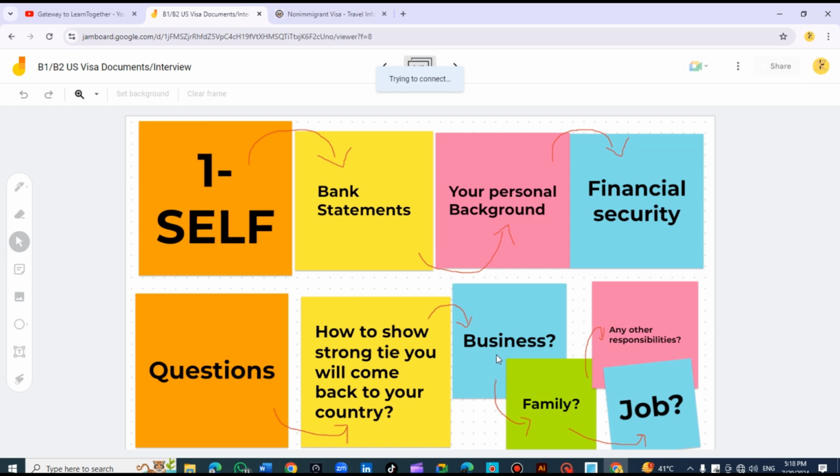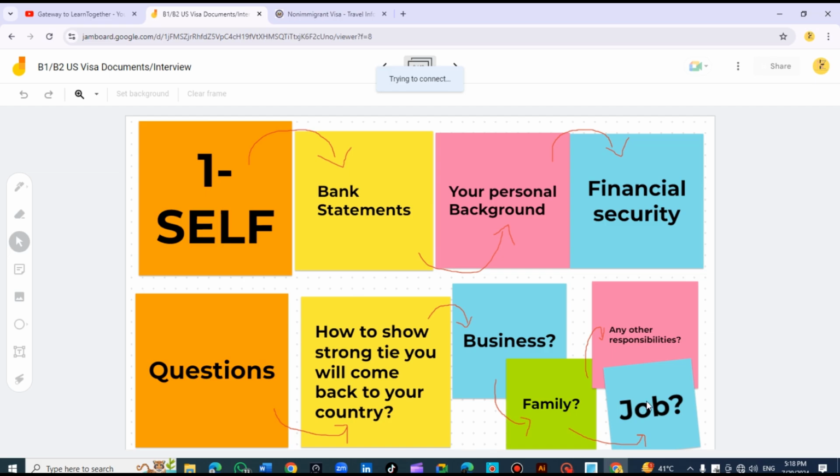So maybe after your business responsibility, you have your big family to take over. Maybe you are the eldest son or daughter, a guardian, and that is why you have family in your origin country and you have to come back to take care of your family. And maybe some other responsibilities you can show, and maybe your job. If you are not a businessman, maybe you have a good job. It can be a government job, a semi-government job, also a private job as well.